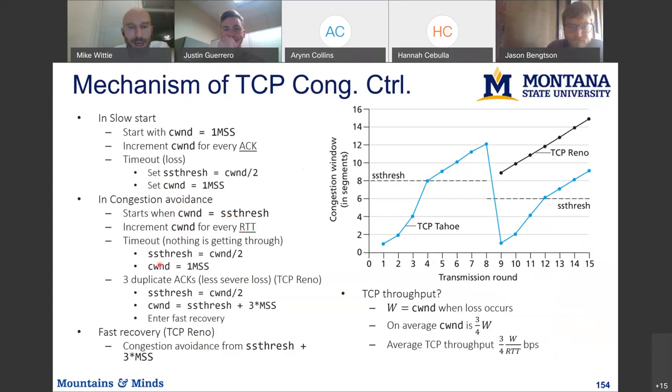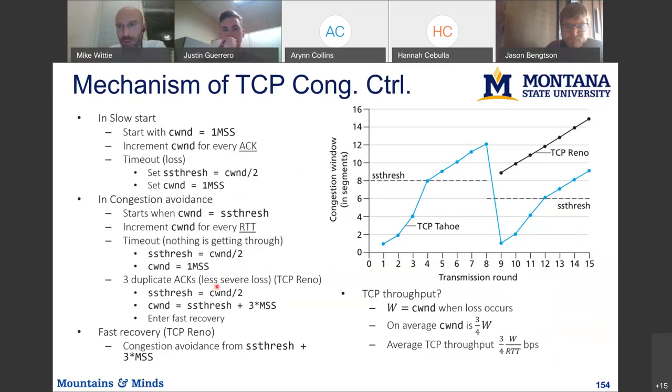Okay. If a timeout happens, basically nothing is getting through the network, there's just loss. We're going to set the slow start threshold to congestion window over 2 and congestion window to 1 MSS, which basically means we restart transmission from here. But, and here's the difference between TCP Reno and TCP Tahoe, when there are 3 duplicate ACKs, which is a less severe loss, basically one packet got lost, but there are other packets still going through that are getting acknowledged.